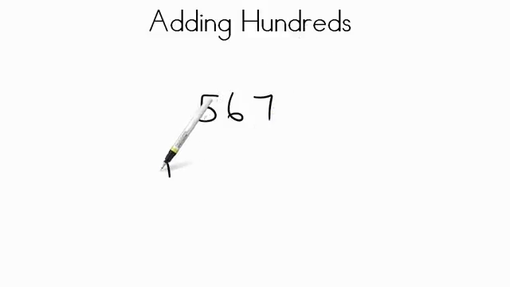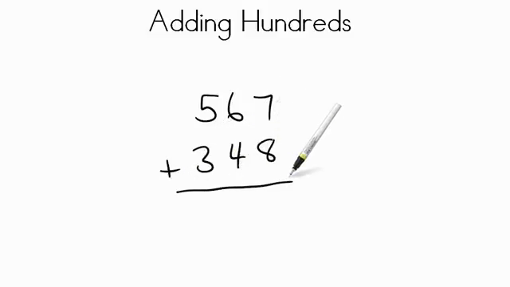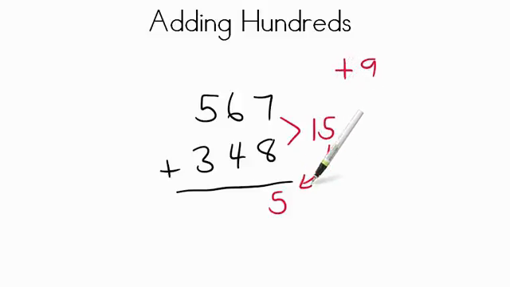567 plus 348. We start with the ones. So we add 7 plus 8. Now, remember, if it's over 9, if it's more than 9, you gotta regroup. So 7 and 8 is 15. So we put our 5 down, and we're going to regroup that. 7 plus 8, 15. 5 went down here.